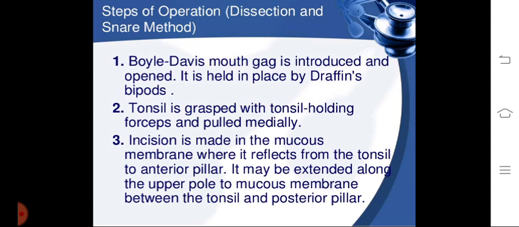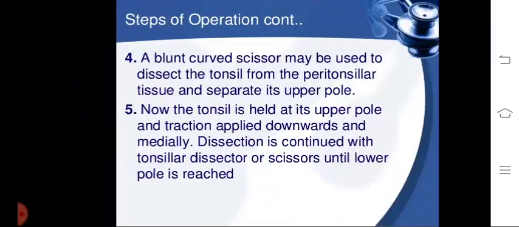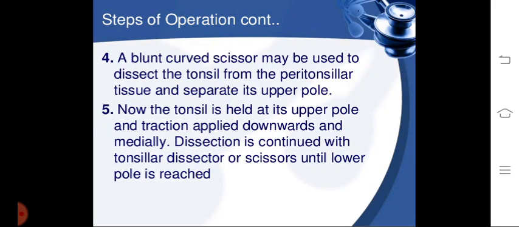Steps of the operation you already know. We introduce the Boyle-Davis mouth gag, and the tonsil is grabbed and pulled medially, an incision is made in the tonsillolingual sulcus and extended along the upper pole to the mucous membrane between the tonsil and the posterior pillar. Then dissection is carried out in the tonsillar fossa, and the tonsil is held at its upper pole.